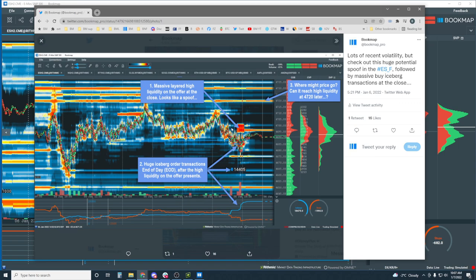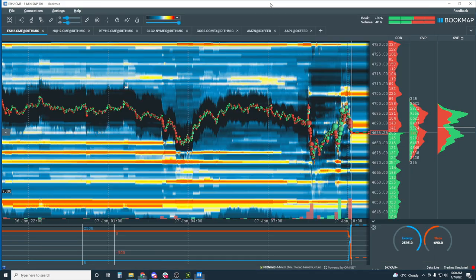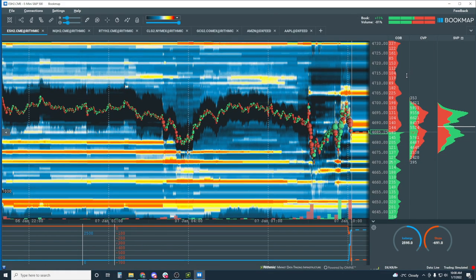After seeing this kind of activity after a big down day, we start to think, all right, if we can get back up into these ranges up here and we see some buyers, where might price be going? You'd be looking at some of these high liquidity areas like 4720 or 4730 here. So let's take a look and see what unfolded. I don't think it got there. It went up to about 4710, if I remember correctly.